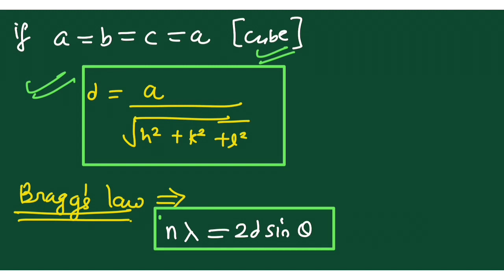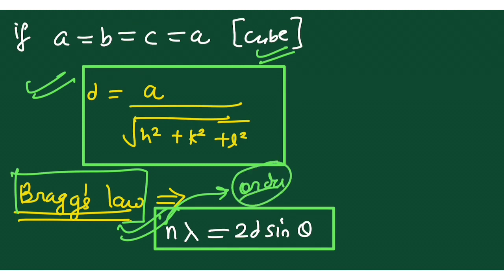Okay. Now, for powder XRD, Bragg's law: n lambda is equal to 2D sin theta, where n is the order of the particular diffraction which we take. Order of diffraction. If nothing is given, take n is equal to 1, that is first order diffraction. N lambda is equal to 2D sin theta.